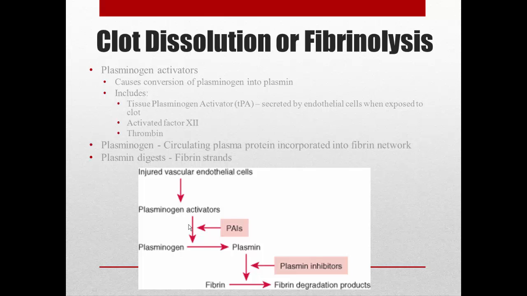So now what we have to have happen is that plasminogen has to get converted to plasmin. Something needs to trigger that, and that's where we see plasminogen activators. Plasminogen activators are in charge of converting plasminogen to plasmin. There's a lot of different types of plasminogen activators. One of those is tissue plasminogen activator. That's secreted by the endothelial cells when they're exposed to the clot. And they're just released nice and slowly into the clot.